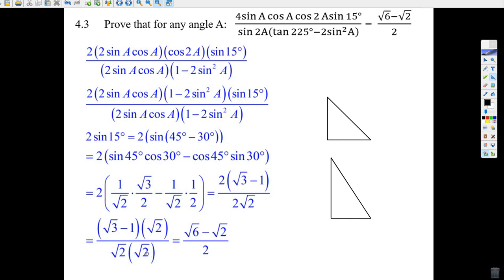So we're going to multiply the bottom by root 2 and the top by root 2. And something really good's going to happen because root 2 times root 3 is root 6. Oh, that's what we want. And root 2 times minus 1, oh, that's minus root 2. And root 2 times root 2 is 2. So we've just proved that all this stuff reduces down to root 6 minus root 2 over 2.